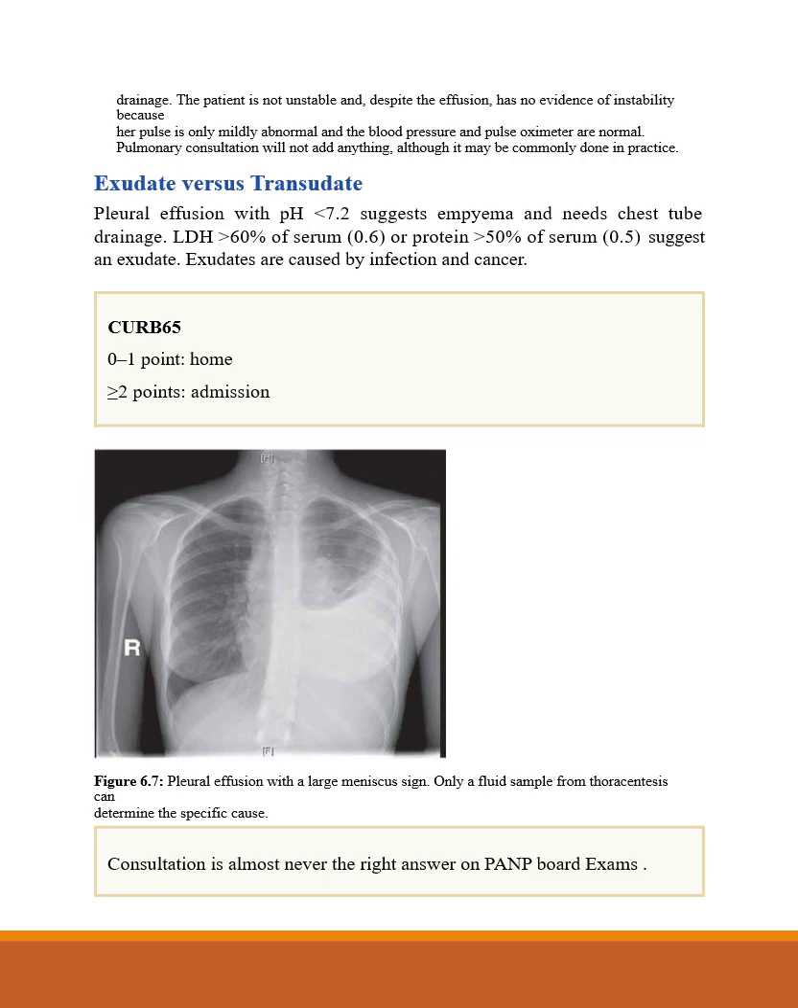CURB-65: a score of 0 or 1 means home, more than 5 points means admission.